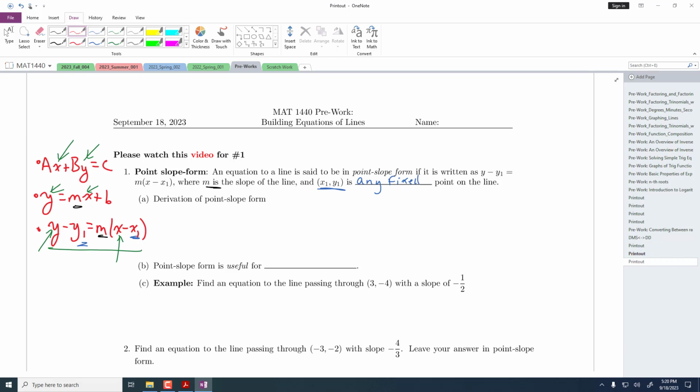In fact, let's go ahead and say that. The point-slope form, this format right here, the third one, which is usually students' least favorite form of the line to learn, it's useful for building the equation.